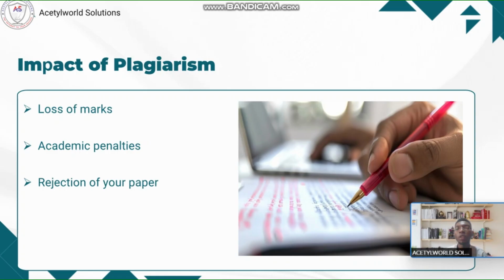Number 2 is rejection of your paper. For those of you that might want to publish in some international journals, some standard journals, they will not accept it. Even the least journal, your local journal, once they discover that you are plagiarizing, they will not accept your paper for publication.